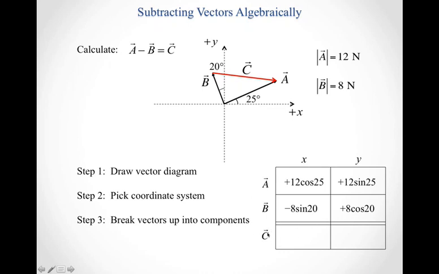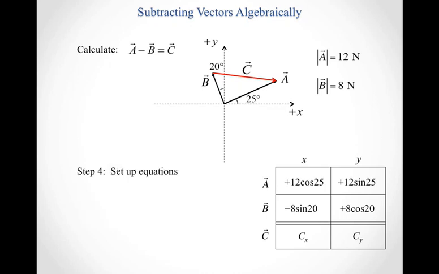And when I think about vector C, I do have some sense of its general direction from my diagram, but I don't know any of the specifics in terms of either its magnitude or direction. So we're going to do what we normally do in that case, and leave vector C in terms of its x and y components. So step 4, set up my equation.